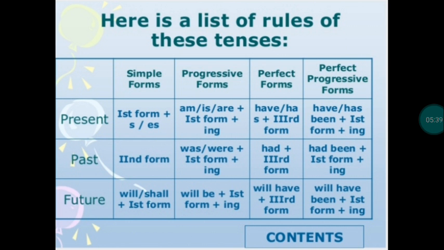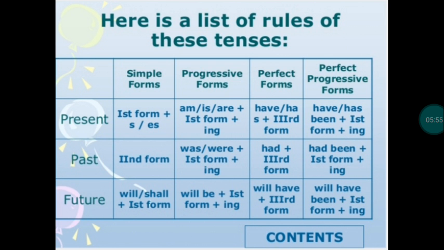Then in the perfect tense, how will you say that? I had eaten. In the perfect progressive form, you say I had been eating. Then in the future, I shall eat.